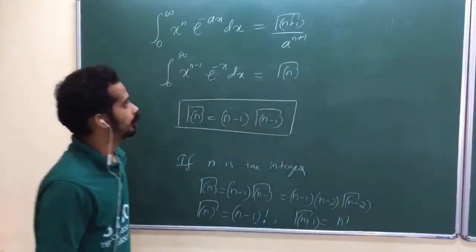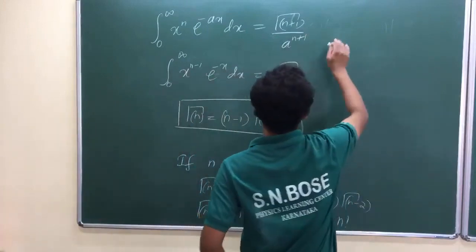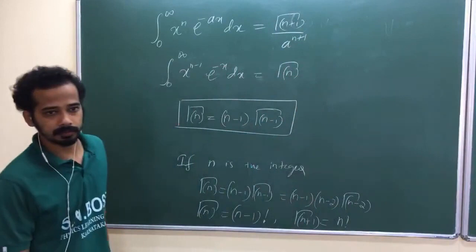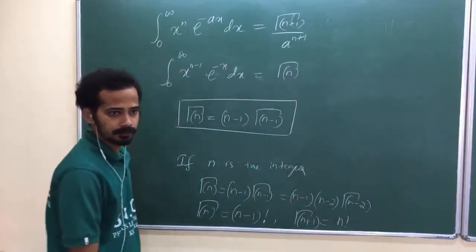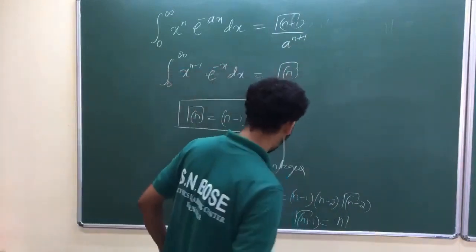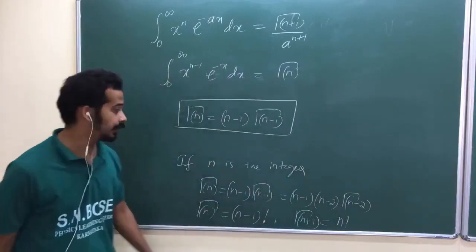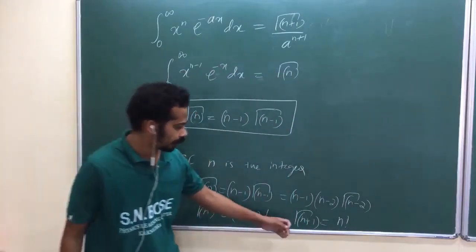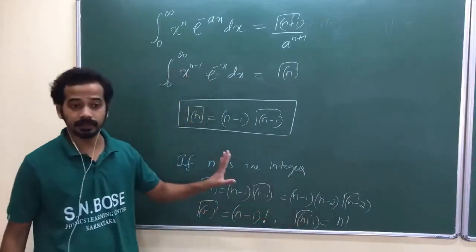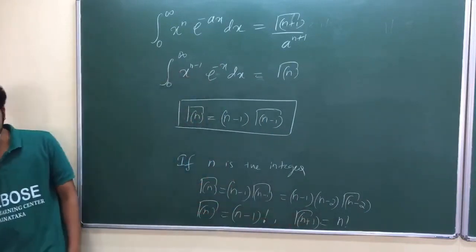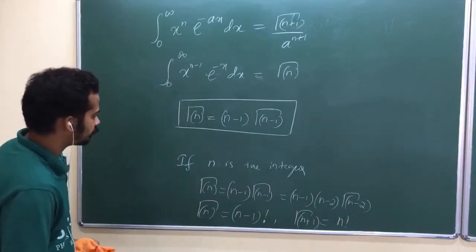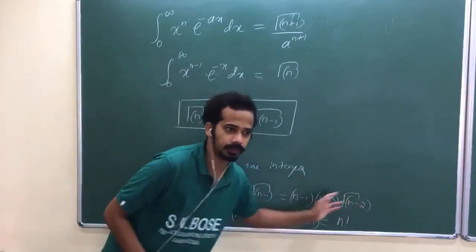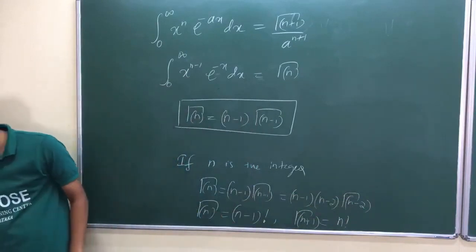Is that okay? So if n is an integer, you can write this formula as n factorial. So gamma of n is equal to (n minus 1) factorial if n is a positive integer, or gamma of n plus 1 is equal to n factorial if it is an integer. Is it clear? If n is a positive integer, you can just continue like this and you can have this formula.